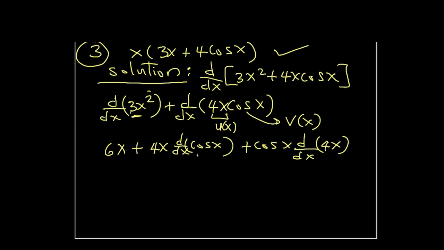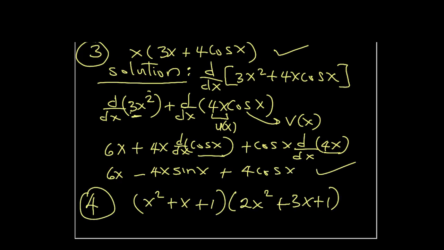So this will be equal to, if you differentiate cosine, it will be minus sin x. And that will be minus 4x sin x, then plus. Don't forget the one we have here, 6x. Then if you differentiate 4x, that will be equal to 4 cos x. That's what you get.